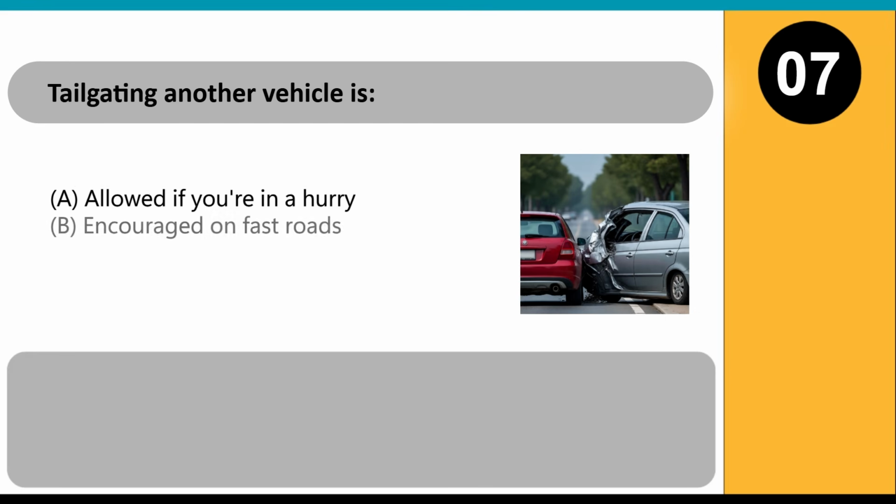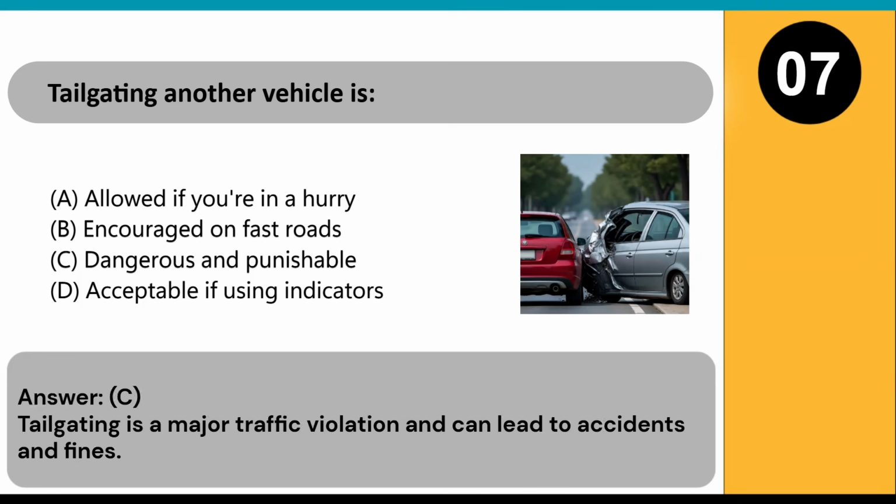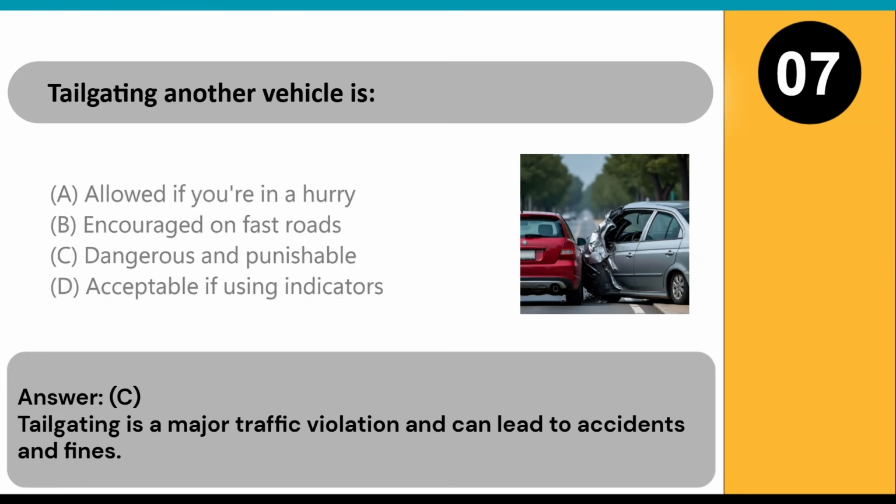Tailgating another vehicle is: A. Allowed if you are in a hurry. B. Encouraged on fast roads. C. Dangerous and punishable. D. Acceptable if using indicators. Answer: C. Tailgating is a major traffic violation and can lead to accidents and fines.